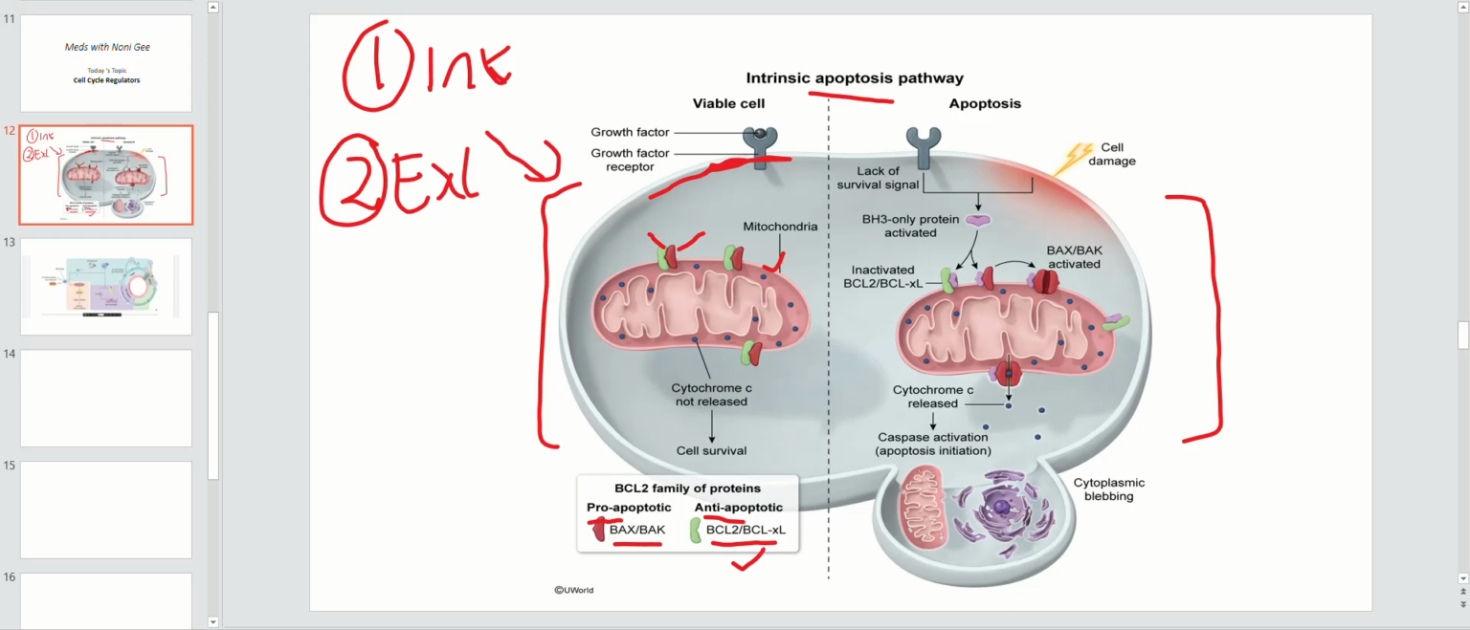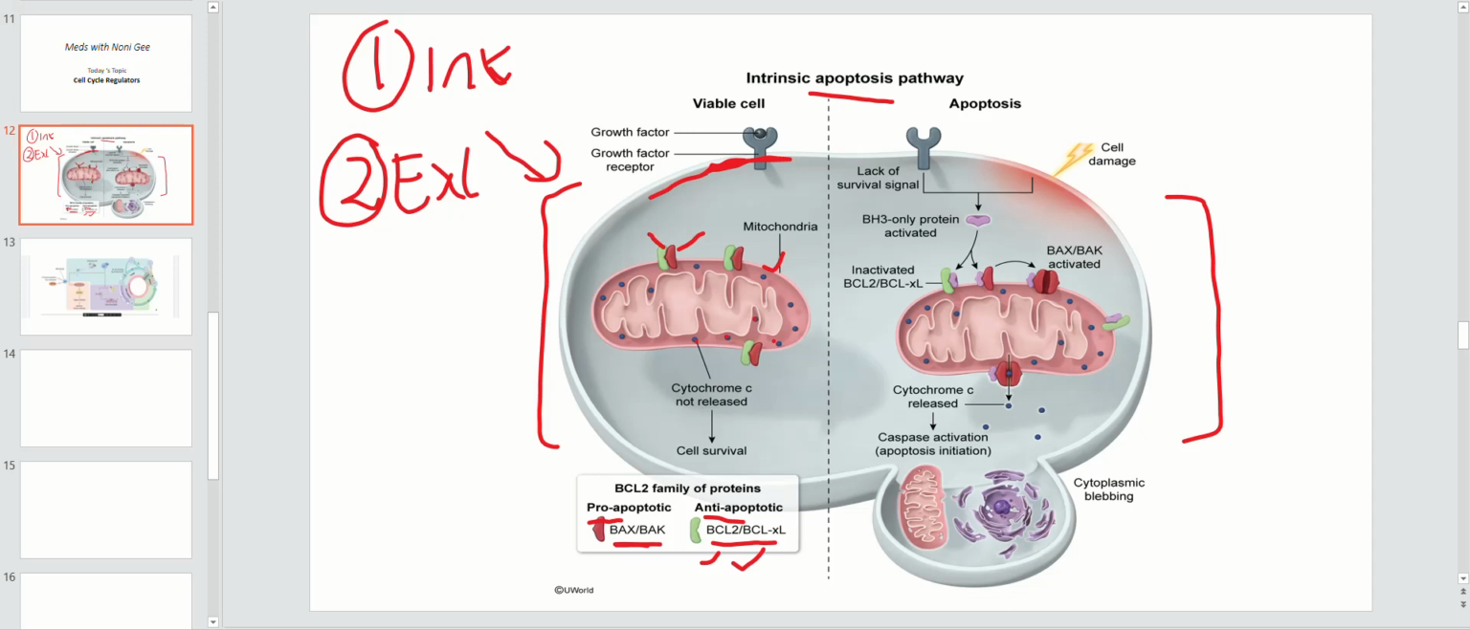So what is happening? They keep the cytochrome C, the blue dots you're seeing over here, inside the mitochondria. They don't let it come outside, right? Who doesn't let it come outside? Your anti-apoptotic protein. How? Because they keep these BAX proteins bound with them. When they're binding, BAX doesn't form a gate, and through that gate the cytochrome C is normally released.